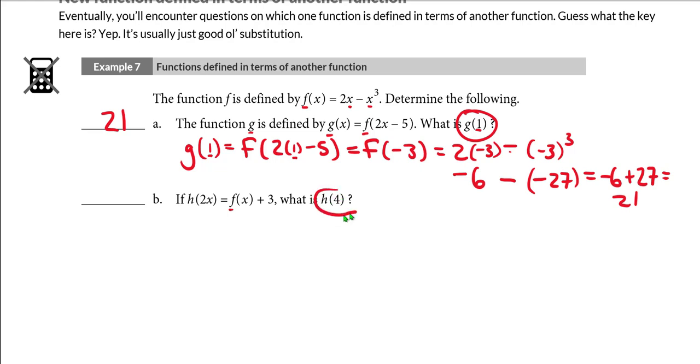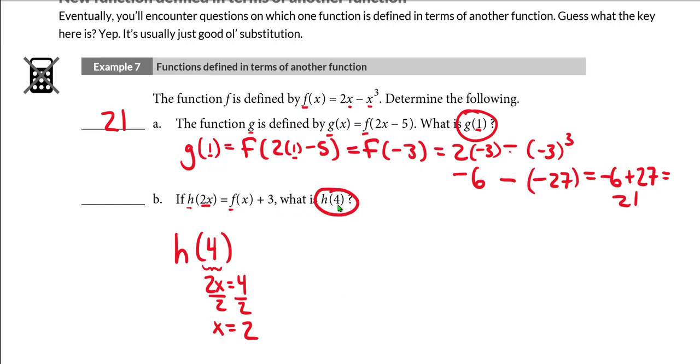First of all, we've got h of 2x being defined as f of x, the original f of x function, plus 3. And they're asking us for h of 4. Well, when we write h of 4, we've got to remember that what is in parentheses here is no longer an x, it's a 2x. So that 4 is a 2x. So 2x now equals 4, which means to extract my x, I set 2x equal to 4, then divide by 2, and I get x equals 2.